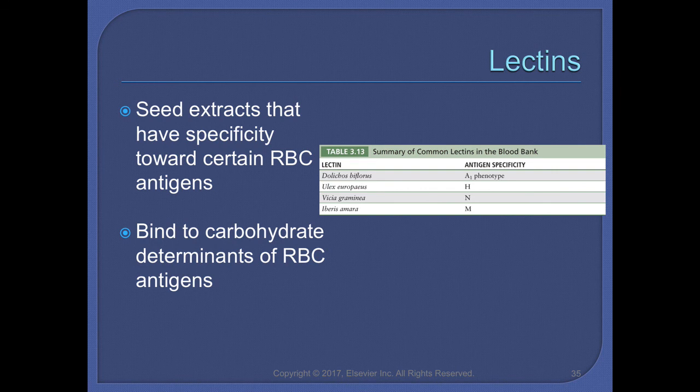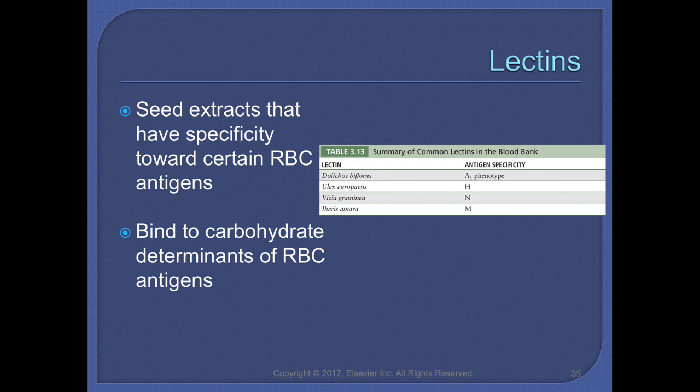So it's not that there is a specific antibody inside this reagent. It's actually a plant derivative, like plant extracts, and these extracts bind to the carbohydrate portions of the red blood cells and agglutinate them. So they're very helpful in identifying antigens that are present on patient or donor red blood cells. They can be seed extracts or plant extracts that have specificity towards certain red blood cell antigens.